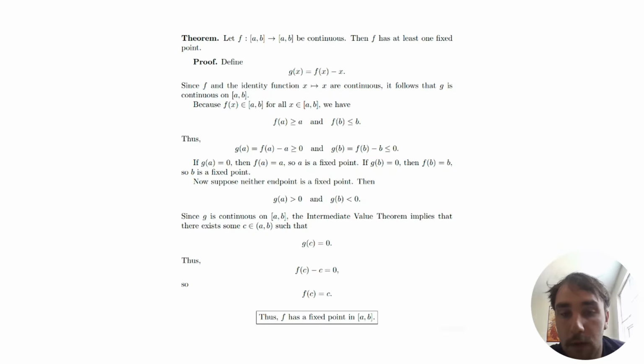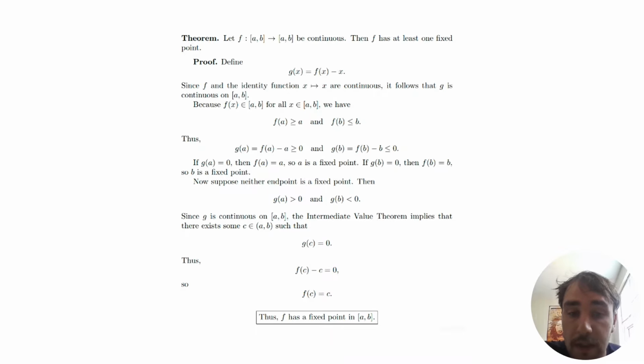So, assuming that none of the endpoints are fixed points, which would just prove our theorem, this means that g of a is greater than 0 and g of b is less than 0. Since g is continuous on [a, b], we can use the intermediate value theorem. And what this states is that for an interval [a, b], a continuous function on this interval must take every single value between f of a and f of b.